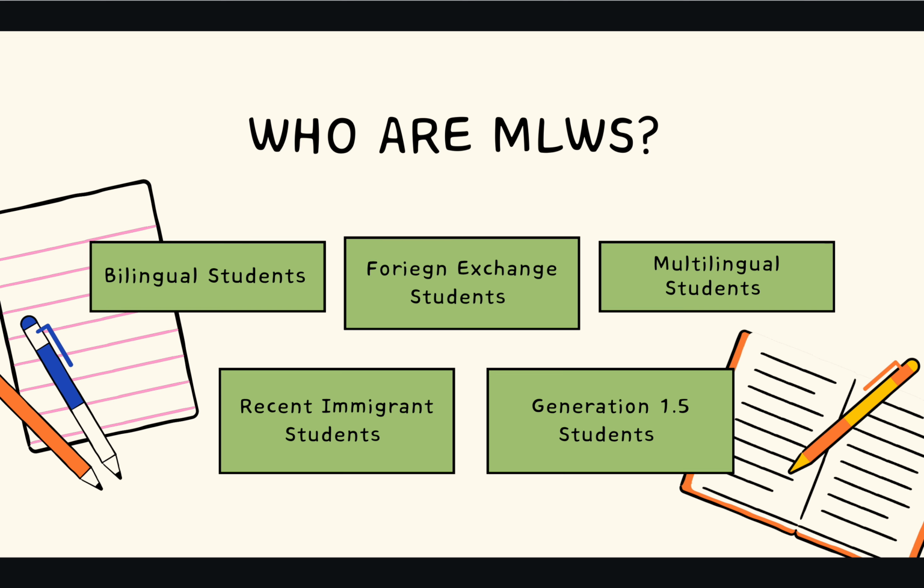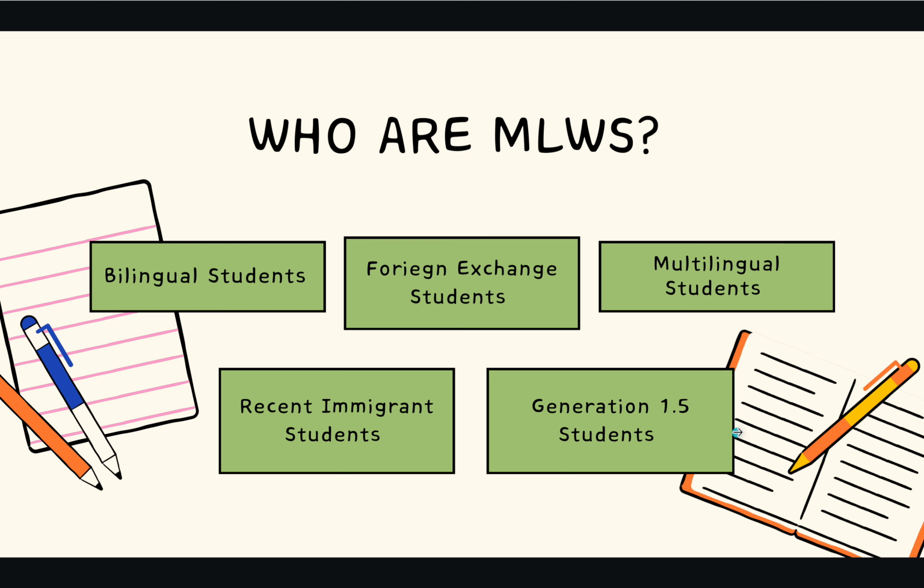We also have foreign exchange students. I'm sure you maybe have foreign exchange students at your school, and they probably speak English, but it's not their first language. As well as students who are recent immigrants to the United States or Generation 1.5 students. So this means that they either immigrated when they were very young into the school system. So they're not necessarily brand new to the country, but they're not necessarily super proficient in English.